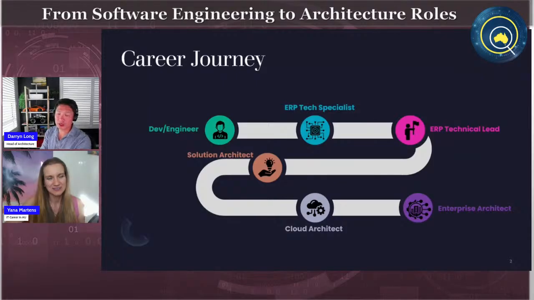Most of the architects I worked with, like enterprise architects, most of them have come through this kind of dev engineer route, but it's not the only way. We have a lot of business architects and they've come from different backgrounds. So there's no one way. And I think as we go forward, there's definitely no one path through, right?